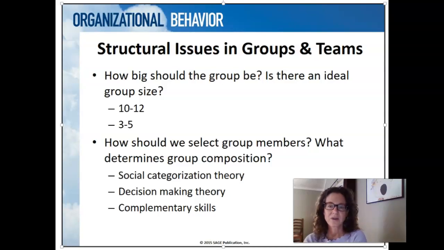And so social categorization theory warns us that we might need to give diverse teams more time and more support in building high trust and high cohesiveness before we can reap the benefits of their diversity as suggested by decision-making theory.